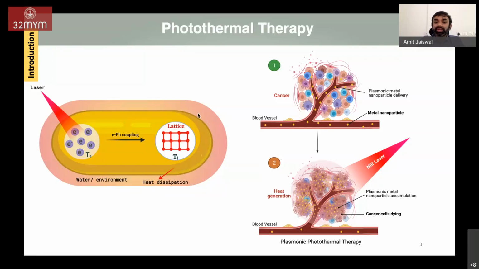The right-hand side shows that if we inject nanoparticles into the bloodstream, they can get accumulated in the tumor site. And now if the nanostructure is made of a suitable shape, and if we shine NIR light onto it, these nanostructures are going to absorb this NIR light and generate heat, and that heat can be used to kill the cancer cells. This phenomenon is known as photothermal therapy, where we are using light to generate heat, and that heat is leading to the death of the cancer cells.